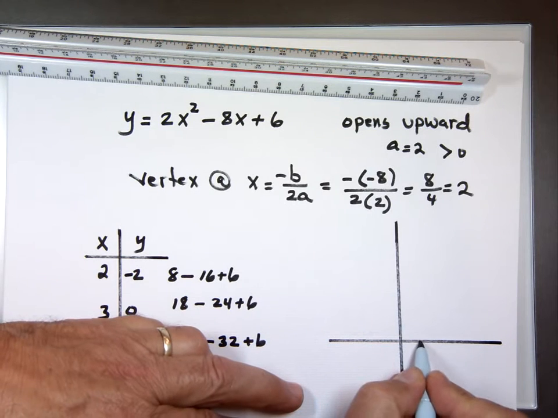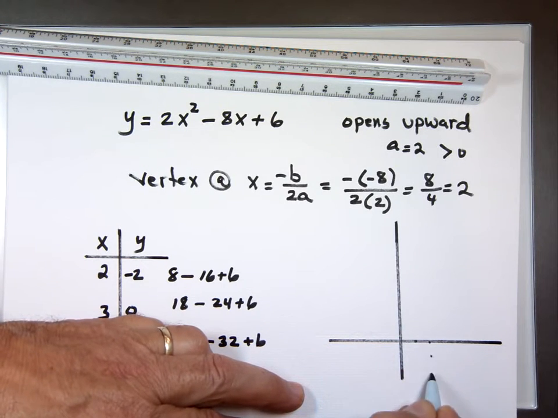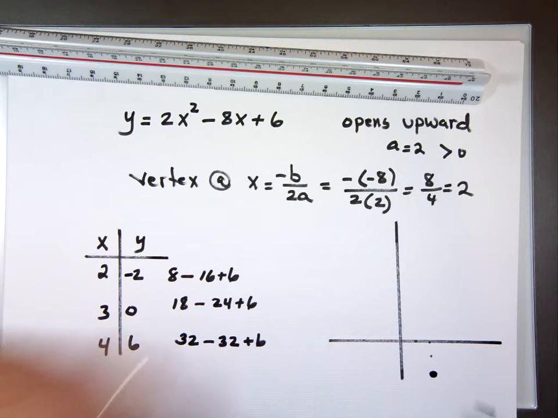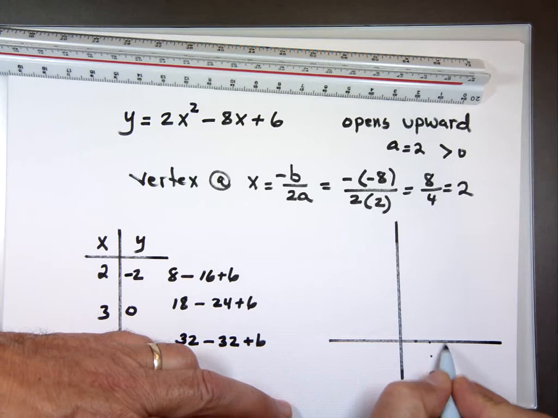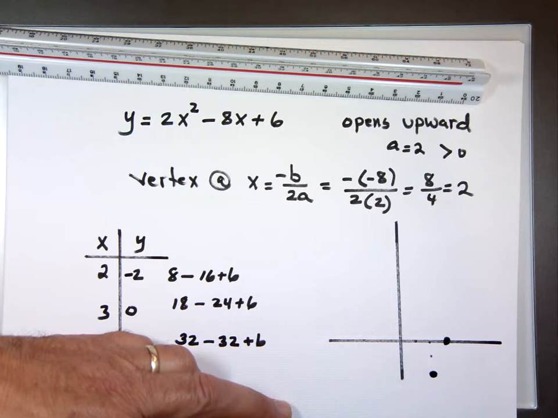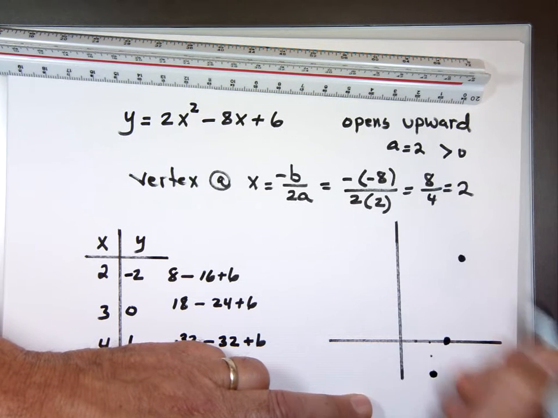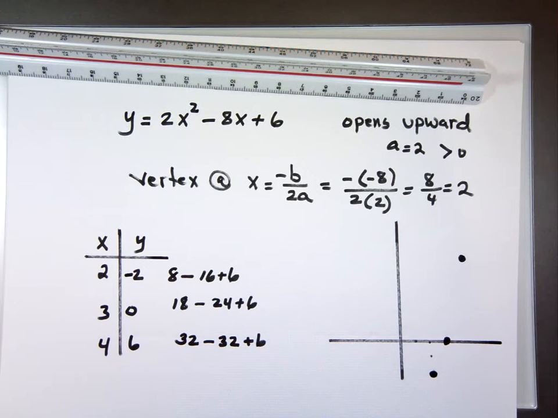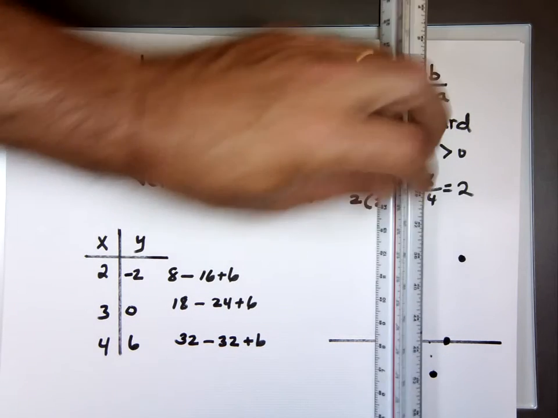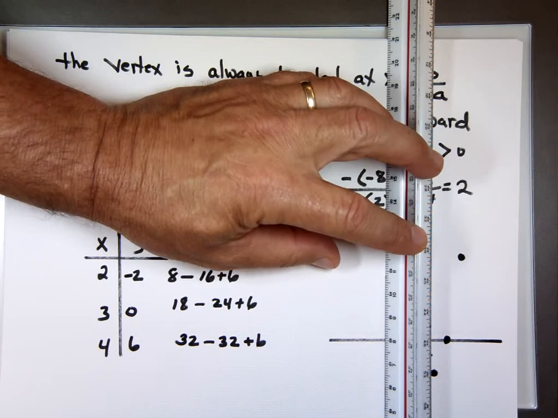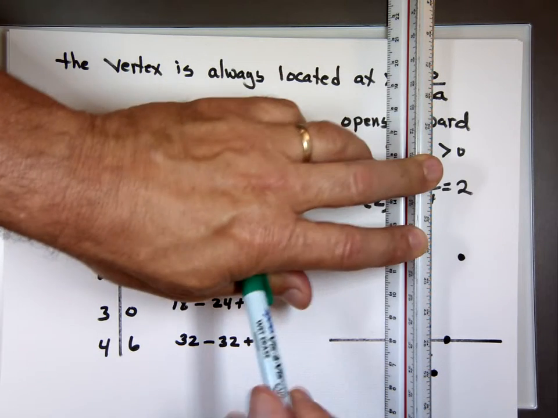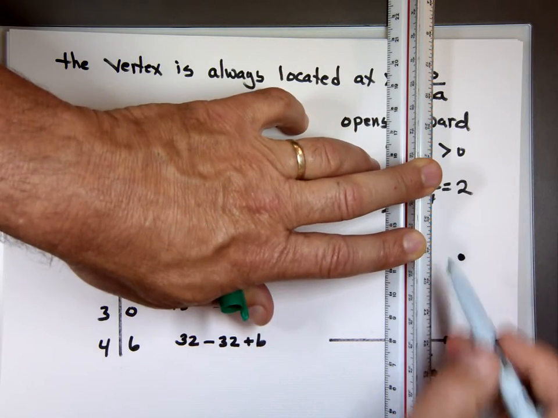Two and negative 2. That's your vertex. 3 and 0. 4 and 6, somewhere up here. Keep in mind, if you take this paper and fold it along this line, your graph is going to be symmetric.